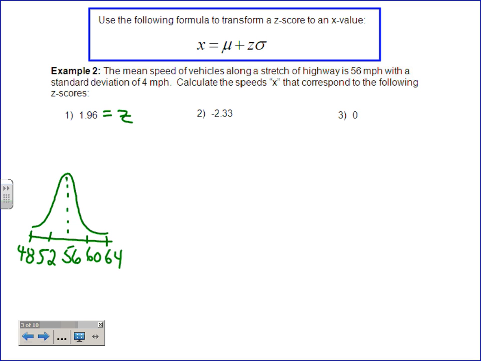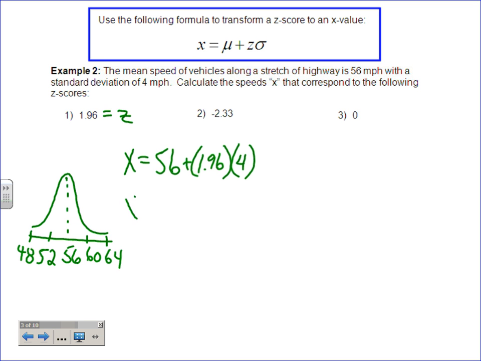And so that x then, we go mu, which is 56, plus, well, what z are we using? That one, right? So 1.96, because that's how many standard deviations we want to go. Not quite 2, but 1.96 standard deviations. And then we put in, what is our actual standard deviation? It's 4, right? That's all you got to do. Type it in, and there you go. You got your x value.